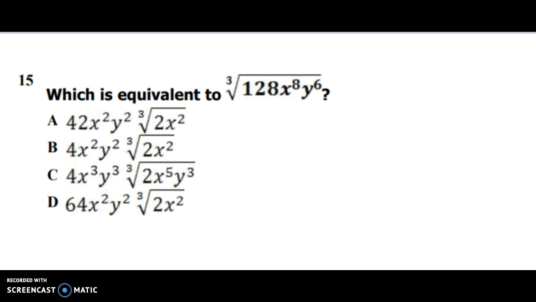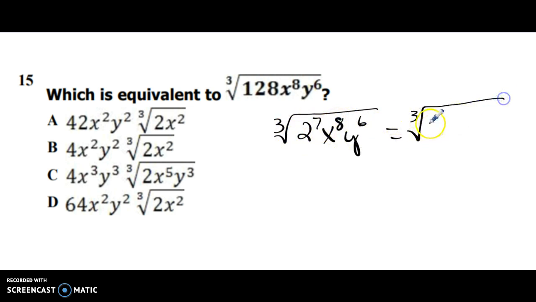Trying to simplify. This actually works out. If you use your factor tree, this is going to become 2 to the 7th is 128, x to the 8th, y to the 6th. I'm going to simplify that, and I'm going to make that 2 to the 6th times 2, x to the 8th, y to the 6th.